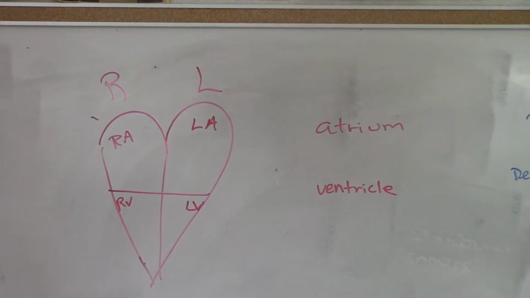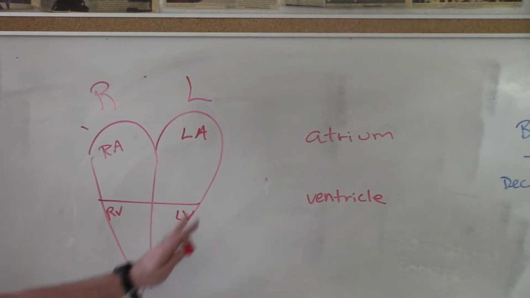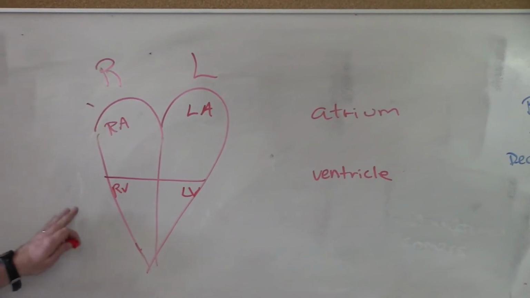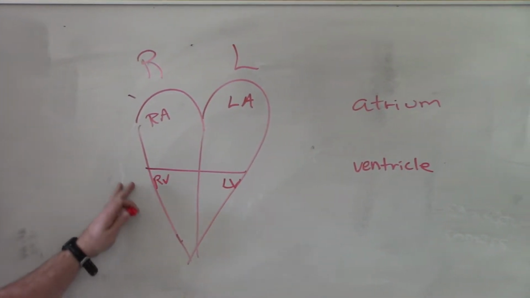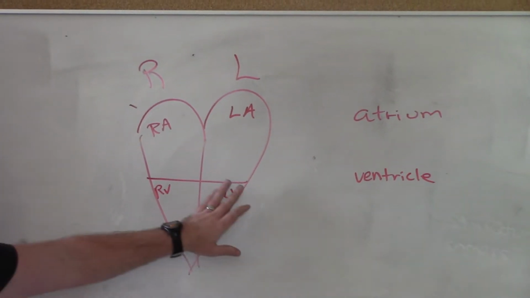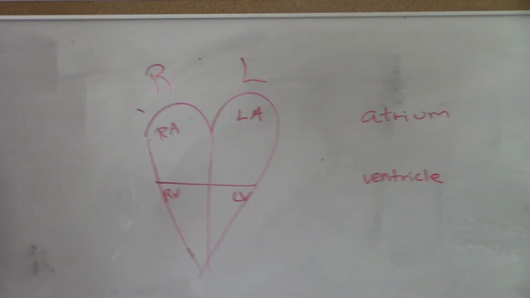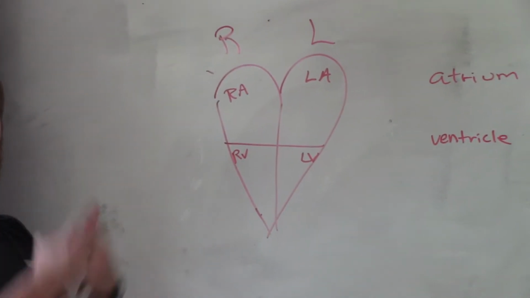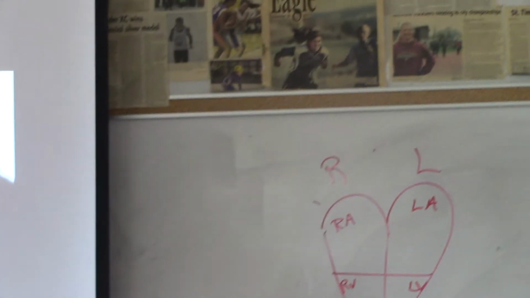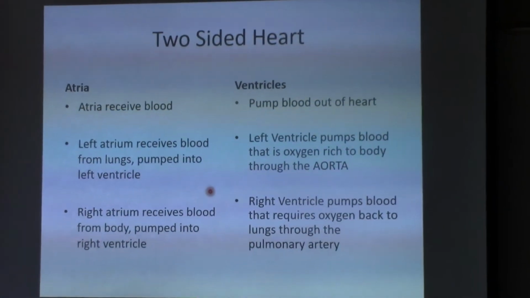Okay? Right side is deoxygenated. It gets blood from the body. The left side is oxygenated, and it gets blood from the lungs. So what happens is the right side of the heart pumps blood back to the lungs to get reoxygenated, and the left side pumps blood to the body so the body can use that blood. Right? So it's this internal circuit that's constantly recycling the same blood. So you should know this, all right?